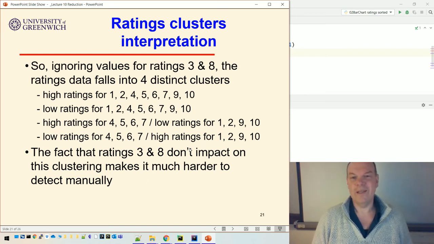But why it's much harder to do this manually is that 3 and 8 are really distracting. They're just noise, in a sense. In terms of this clustering, they look like they could be high or low, but they're not having any impact on how the data is clustered. So if we go back to the original radar plots we saw at the beginning, that makes it much harder to detect similarities in shapes. But when we've done the clustering and we do these overlaid radar plots, then it becomes much clearer.